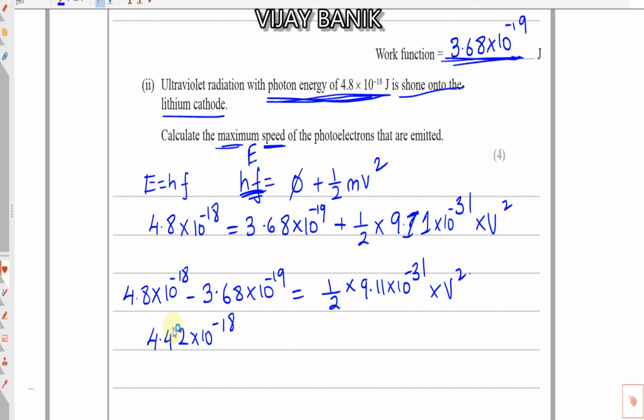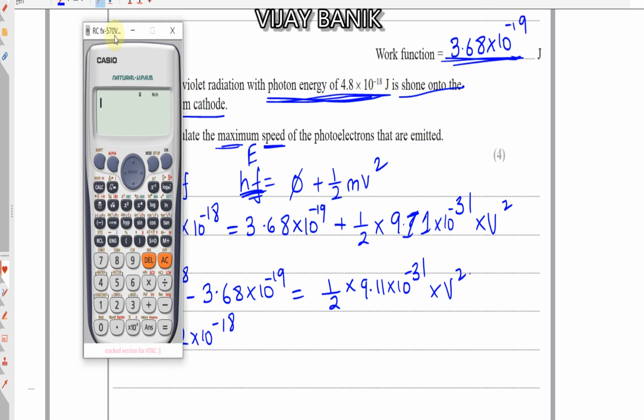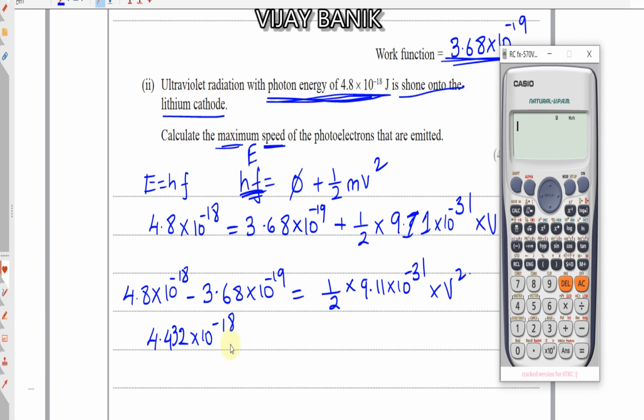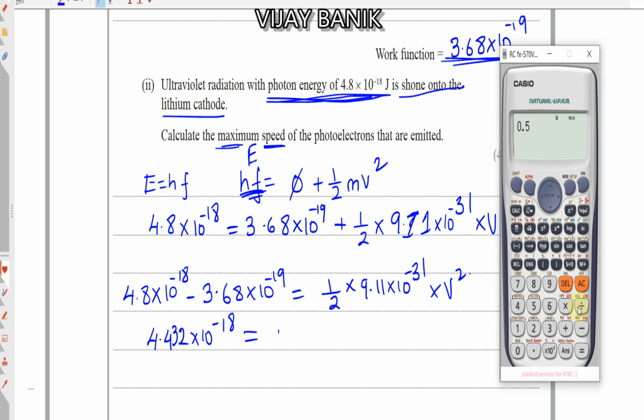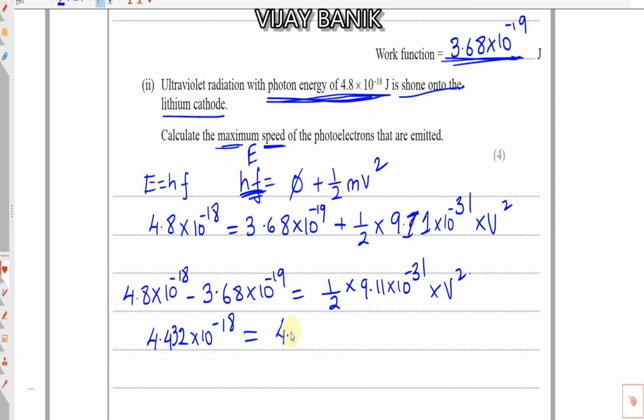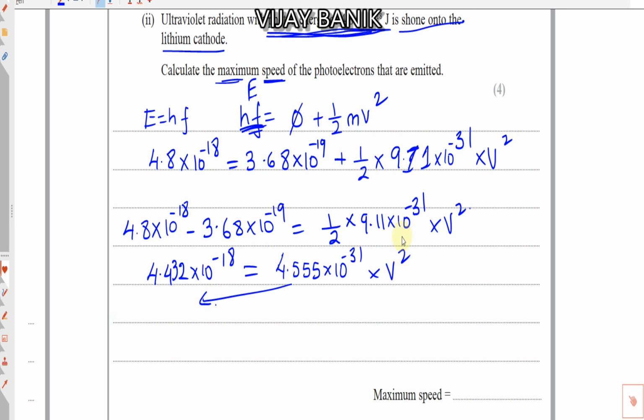Equals half, that is 0.5 into 9.11 into 10 raised to minus 31. So that's 4.555 into 10 raised to minus 31 into v square. So if I divide this with this, and take the root of the answer, I will get my answer of v.